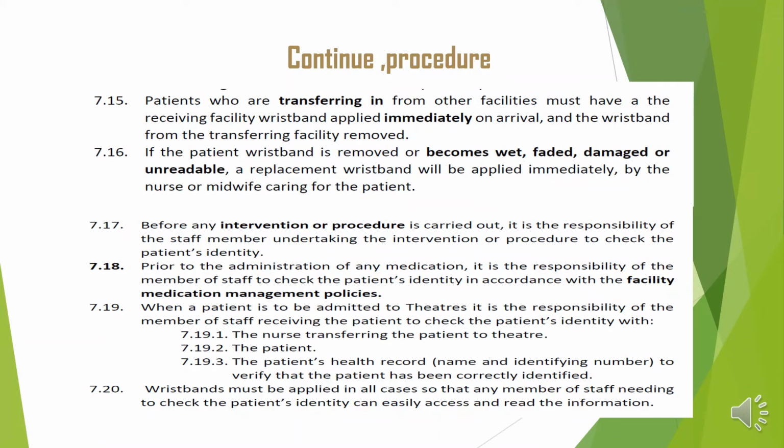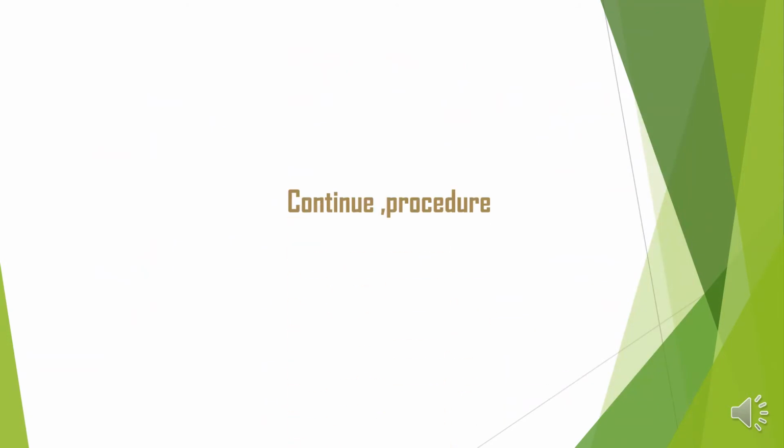The nurse transferring the patient to the theater and the patient health record. We have two nurses, one transferring and one receiving, the patient himself or family member, and the medical record. At that time we have to identify our patient correctly. Wristbands must be applied in all cases so that any member of the staff needing to check the patient identity can easily access and read the information.